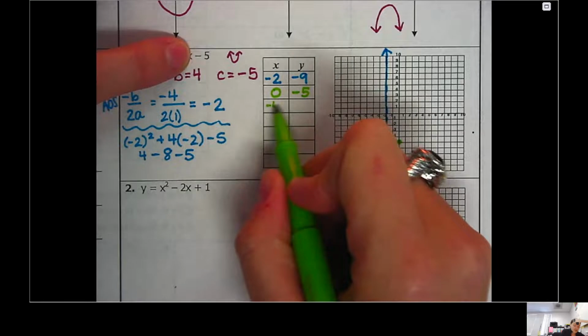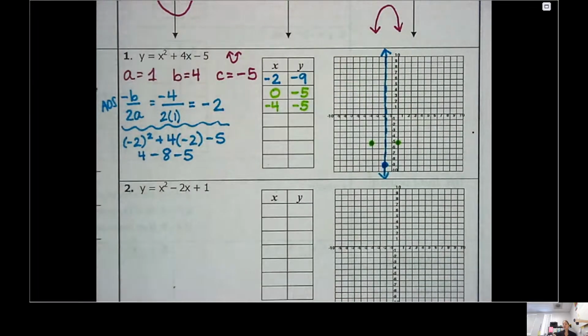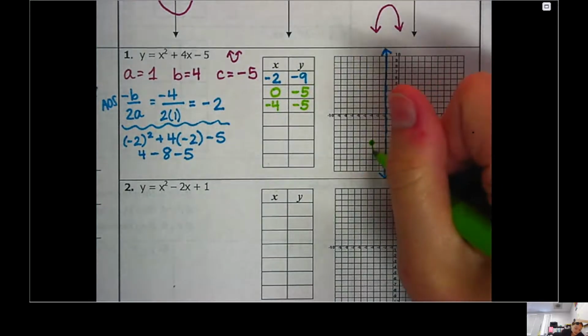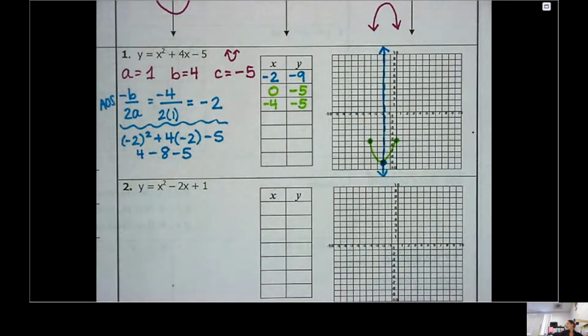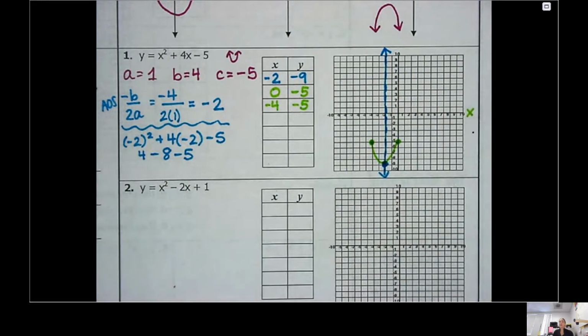-4, -5. Good. Now, I'm trying to find the solution. So the solutions are where my graph crosses the x-axis. Is my graph crossing the x-axis yet? Has it touched the x-axis so far? No. That means I'm going to have to plug in another number because it hasn't crossed over just yet. So what's another easy number to plug in? 1. Okay, let's plug in a 1 then.